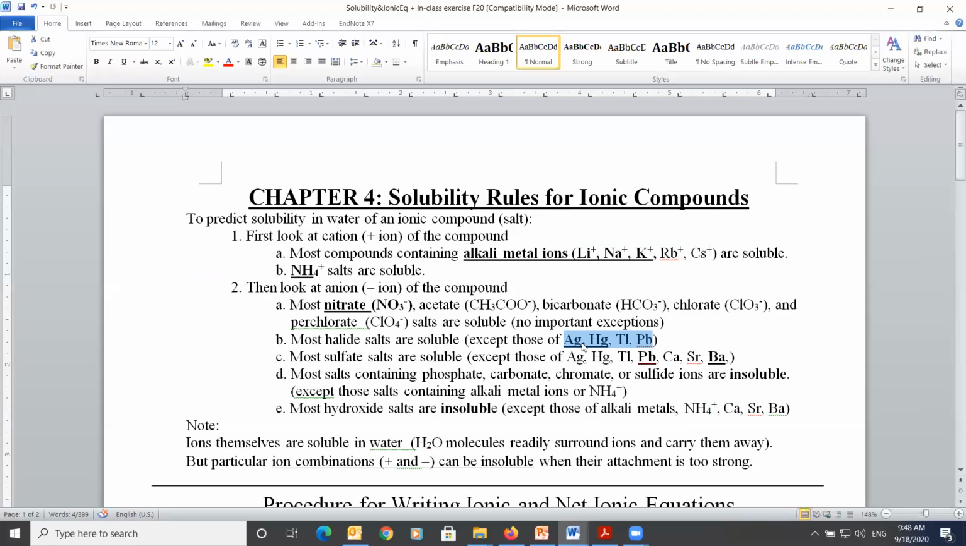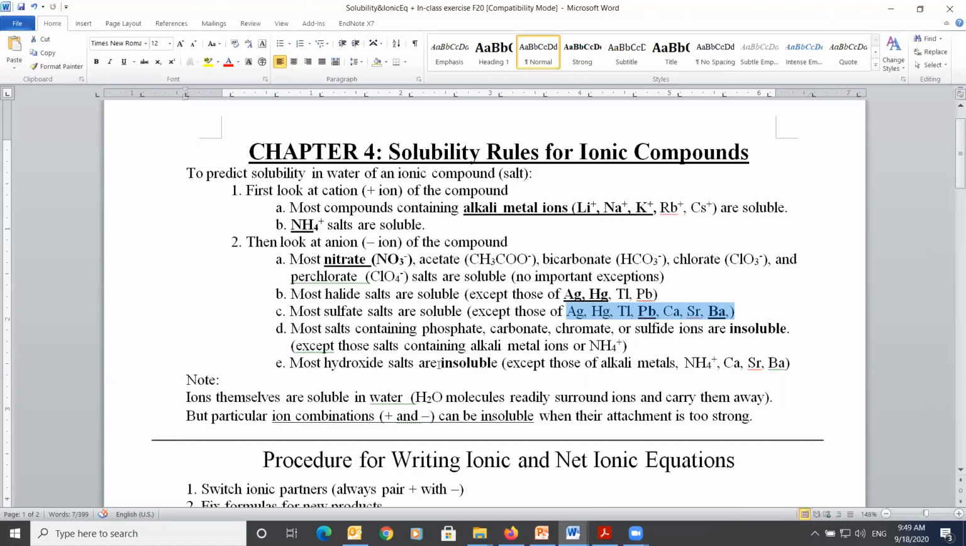However, if the halide is combined with silver, for example, silver chloride, it is not soluble. Similarly, sulfates are soluble, but there are more exceptions here. I think next week, from Monday to Friday, I will give you lots of in-class practice. I will also print this out for you. So, these are the rules.